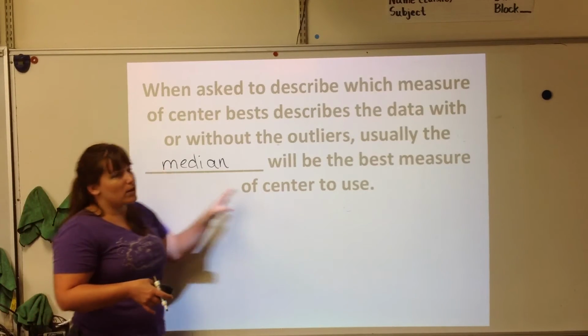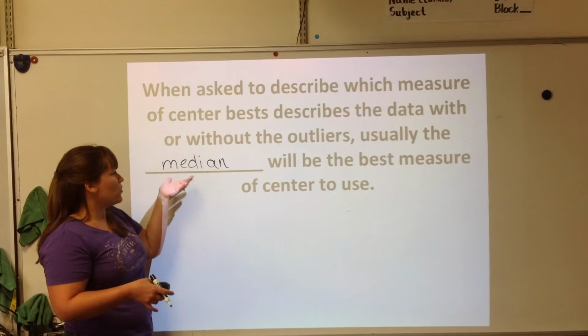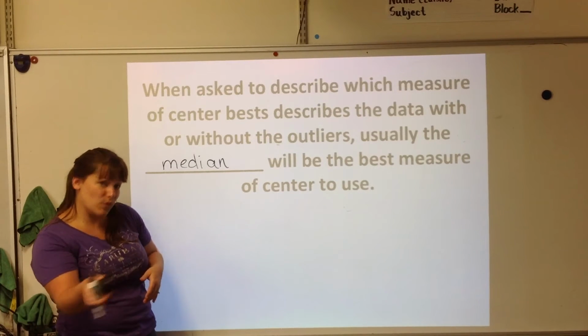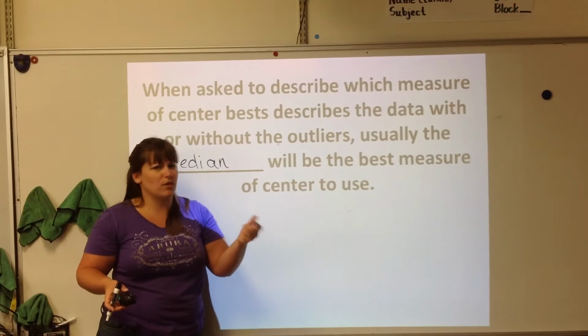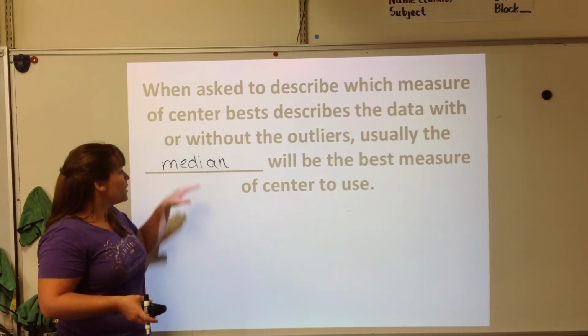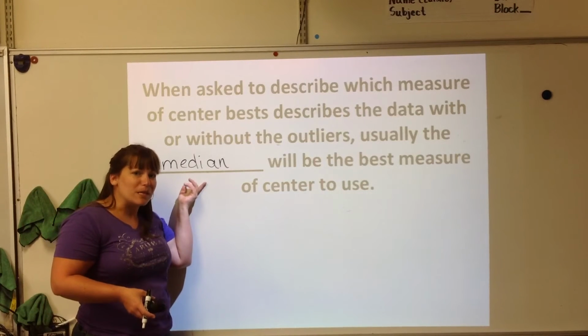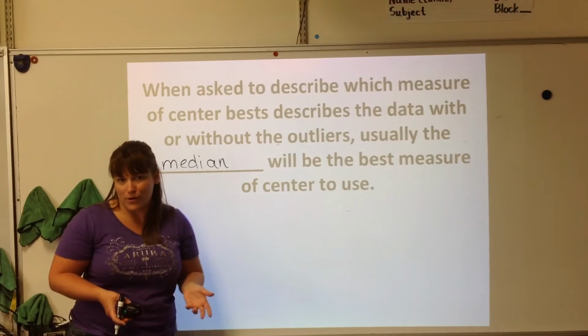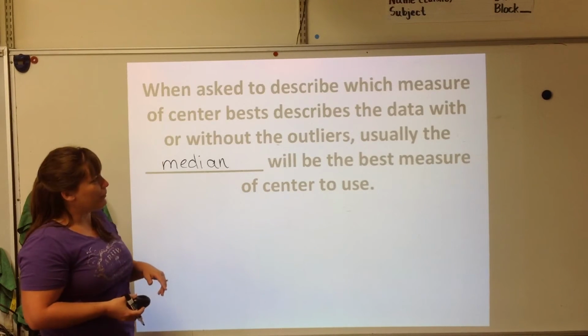Now, if we could have both sets of information, which measure of center would best represent both? With the outlier, with all of the numbers, or with what you did when you were ignoring that oddball out? Okay? The answer will probably always be median, because the median is okay to use either or, whether there's an outlier or not. It's a little tip.